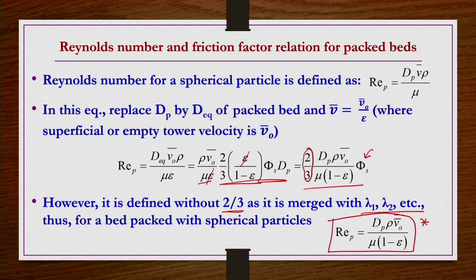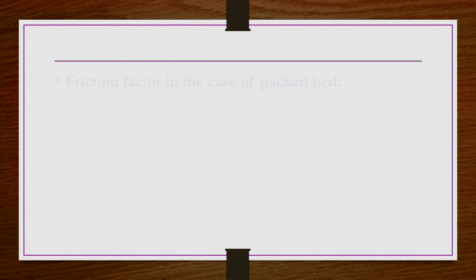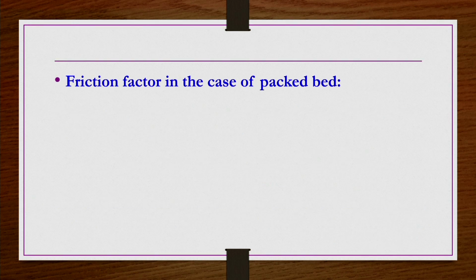You are not going to get anything multiplied by that, those kinds of things. So, that is the reason that 2 by 3 can be taken off, right. Now, similarly, what we do for the friction factor, the friction factor in the case of a packed bed. Before that, what do we have for the friction factor in an empty tower?